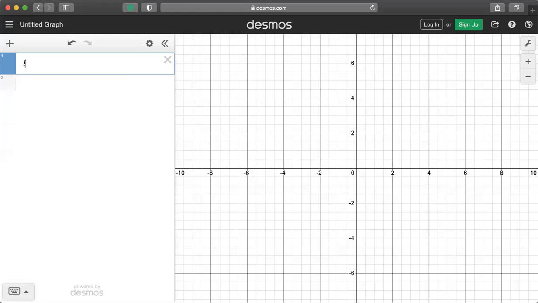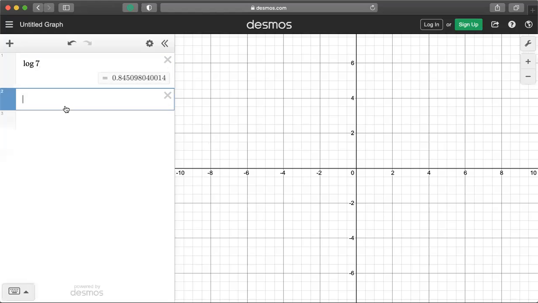If I hit log 7, I get 0.845. And notice what happens when I raise 10 to this number. So 10 to the 0.845098040014. Look, I got 7. So we're finding that exponent. And because we can't do that by hand, the calculator can do it for us. And so we're using the calculator as a tool to get to that answer.